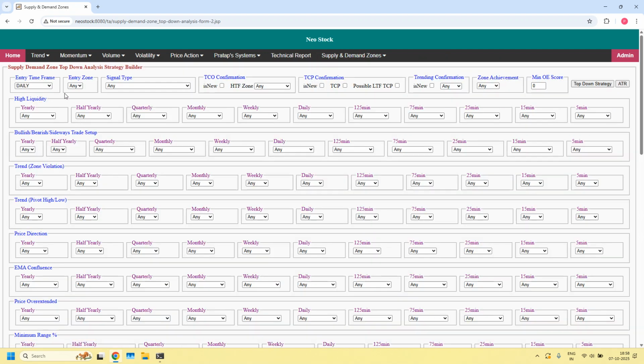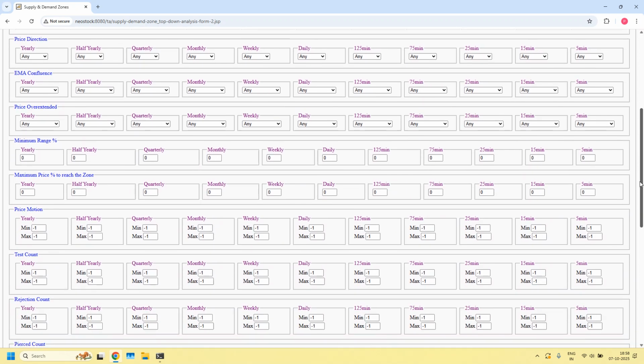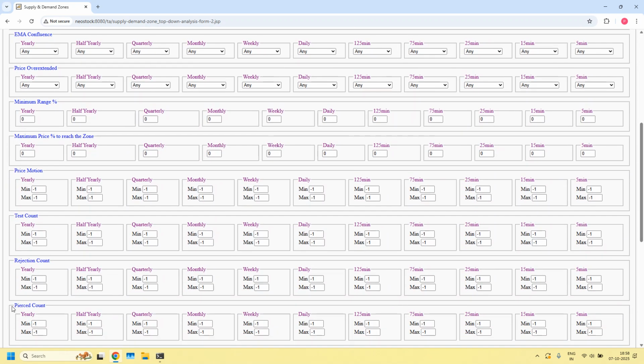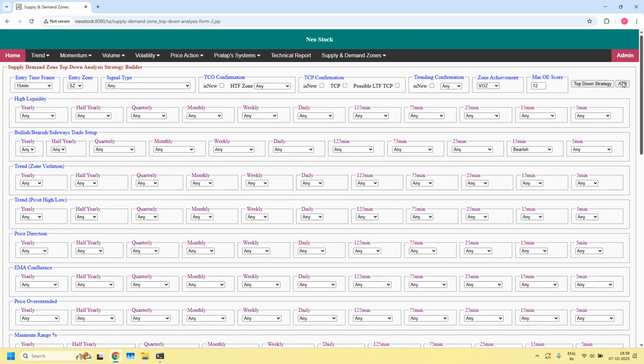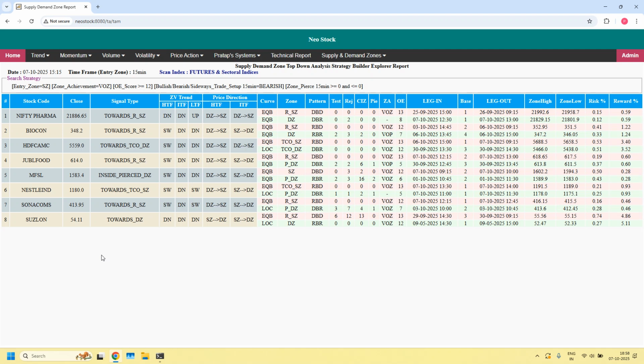Next, bearish trade setup for daily income trade. Entry time frame 15 minutes, entry zone supply zone, and bullish or bearish at 15 minutes, I am selecting bearish. Zone achievement violated, opposing zone minimum odd enhancer score 12, and 15 minute supply zone should not be pierced. So in the pierced count at 15 minutes time frame, I am setting minimum value 0, maximum value 0. With these filters, we got 8 stocks.